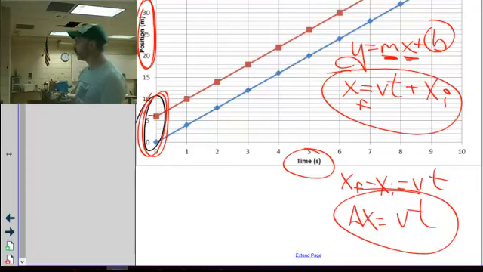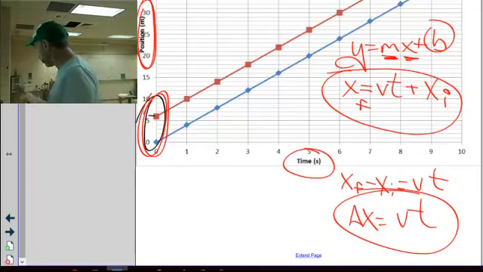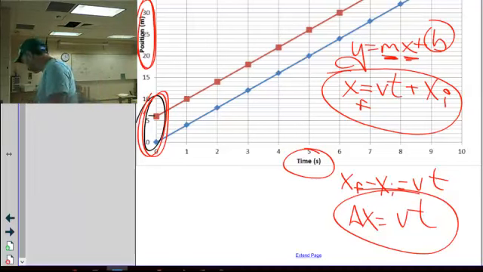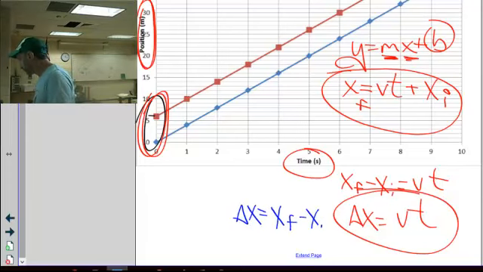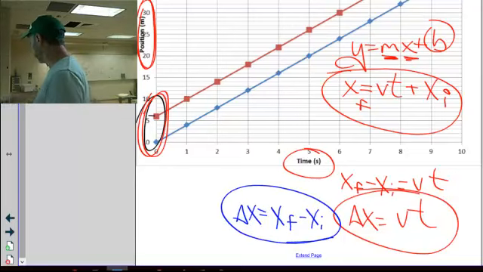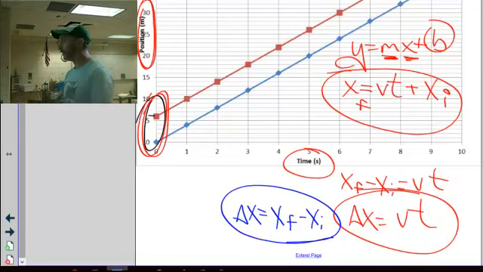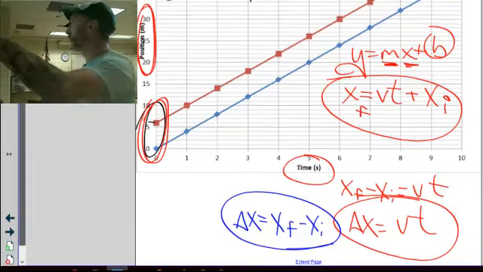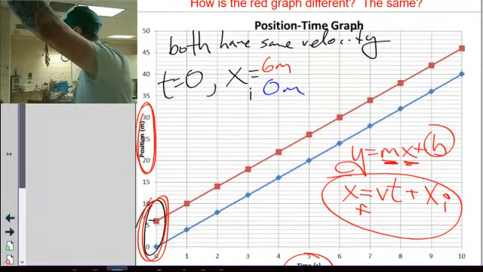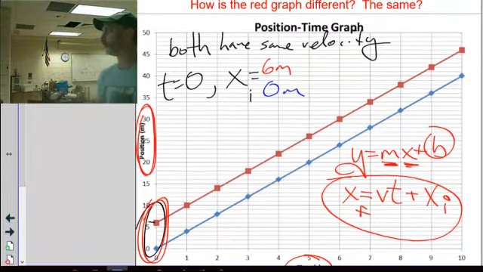Oh, so we learned 2 equations for displacement. We learned this one, and we learned this one. There's no significance to the color I'm using right now, by the way. So if you combine these 2 equations and set them equal to each other, it gives you the equation for the position time graph. Okay? So how are these two graphs different? They have the same velocity, but different y-intercepts and therefore different starting positions.